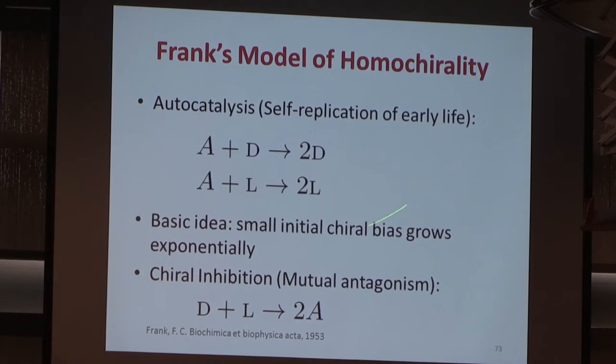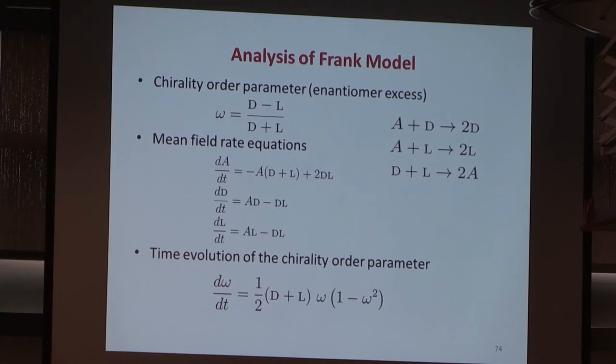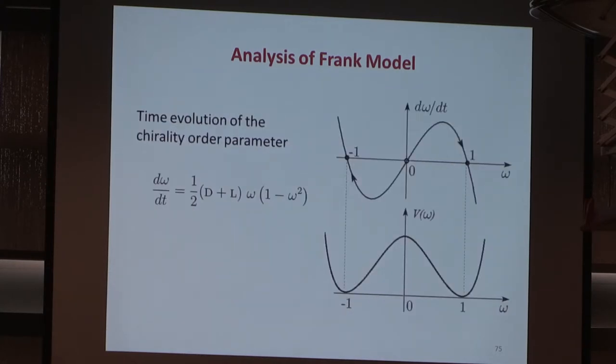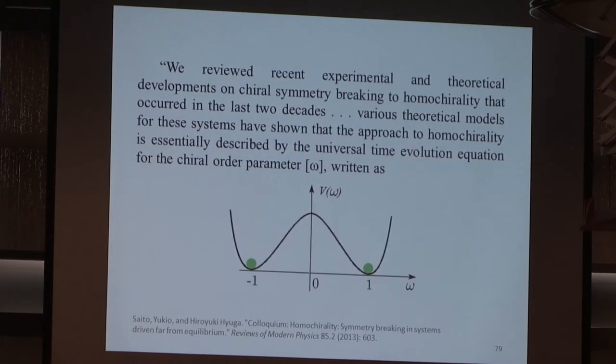The problem is that when you formulate that mathematically, it doesn't seem to work. At least that's what happened when Frank did it in his paper in 1953. And to make it work, he had to put in some extra condition, which is called chiral inhibition or mutual antagonism. And when you do that, then when you write down the equations for this, which I'm not going to go through in detail, what you find is that life can exist in one of two possible states, left-handed or right-handed, and somehow the system makes a choice between those two. And he explained how that could happen in his model.